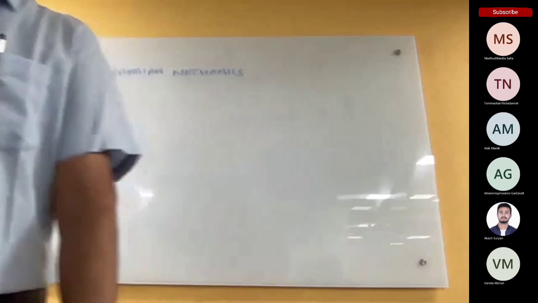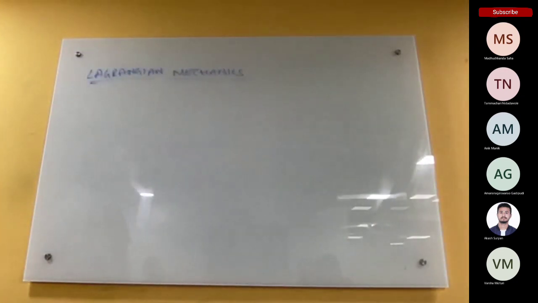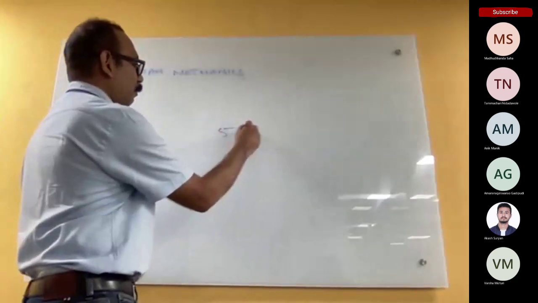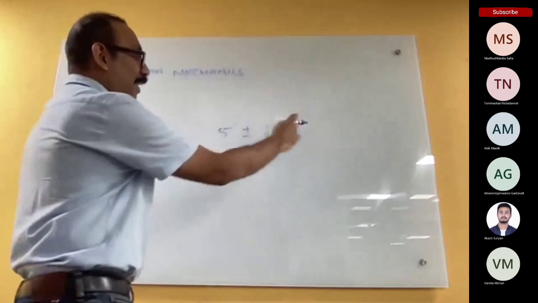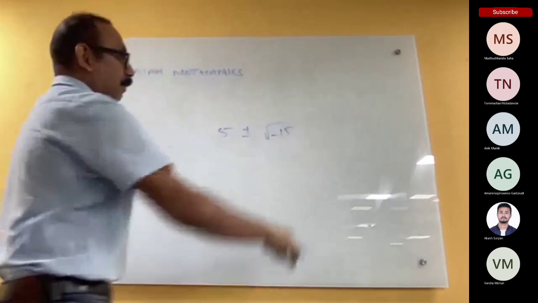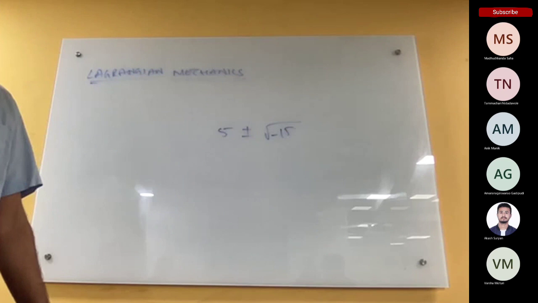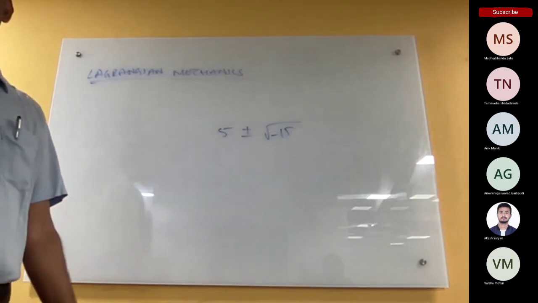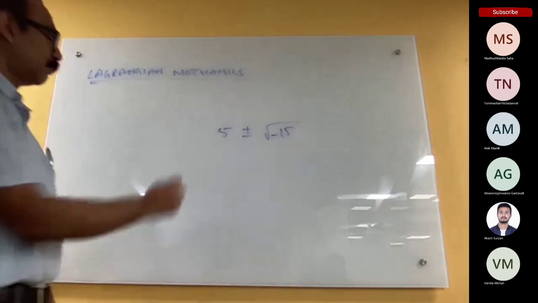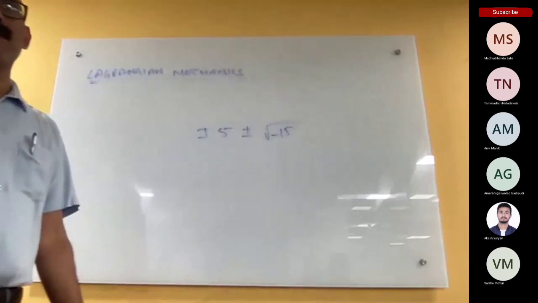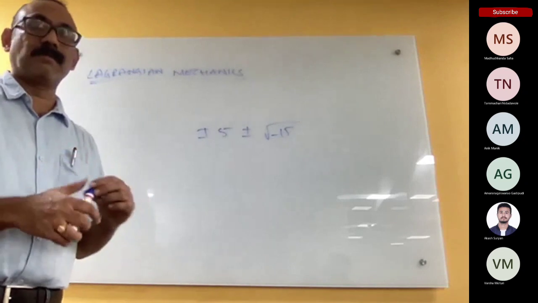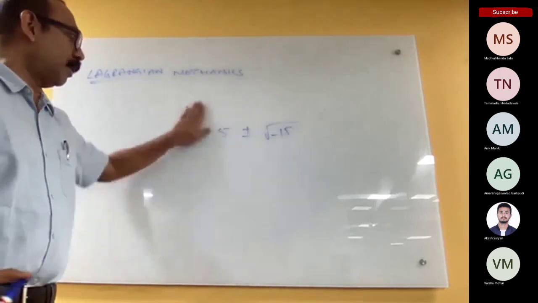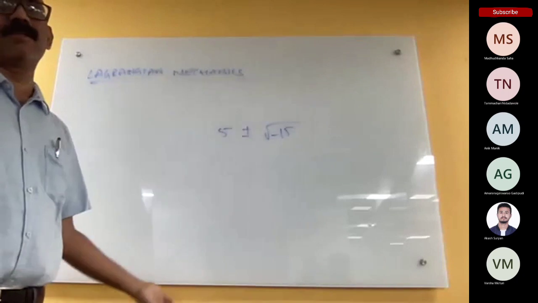But that plus or minus 5, even it is for plus or minus 5. No, it is 5 plus or minus root 15i. It will be minus 15 under the root. This i comes later. This will be the solution. How about the plus or minus 5 here? No, that is not the solution for this problem. That's the quadratic equation solution. You get that. It can be, but it is not in this case.